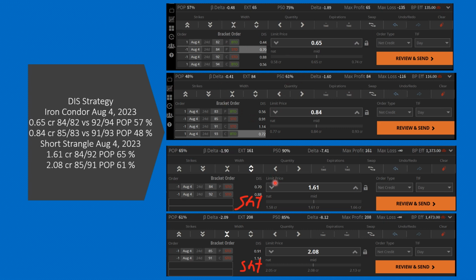Down here you see, as an undefined risk, the short Strangle, with the same expiration. So I do an 84.92 with a pop of 65, which you can see here, and I would get 161. So 65 is a nice pop, but if I want more credit, okay, I would narrow the spreads again to 85.91, and I would have a pop of 61. So you see overall very interesting strategies just based on the IVR of Disney.